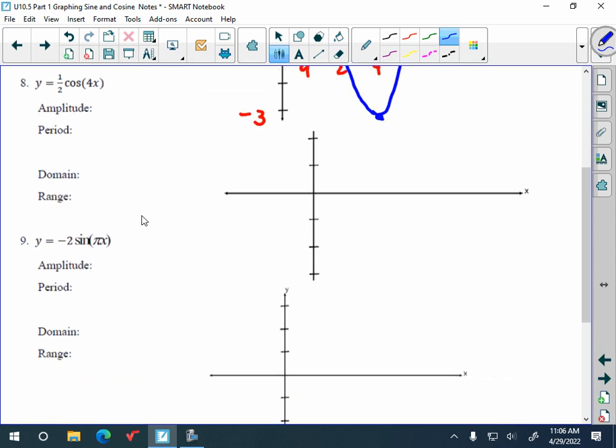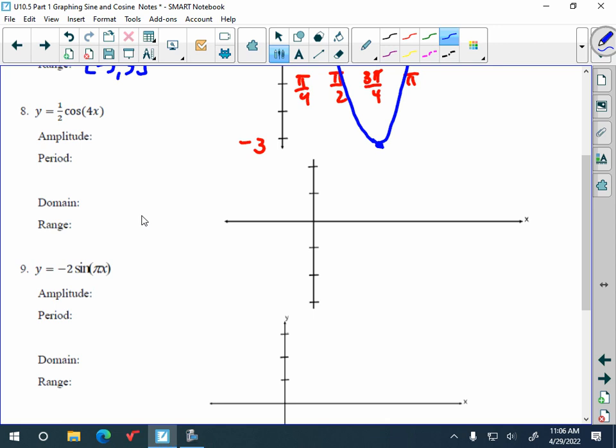All right, so let's do number 8. So now we have a cosine graph. All right, amplitude is 1/2. Period, we're going to do 2 pi divided by 4, which is pi over 2. So we're going to go 4 tick marks to the right and put pi over 2.